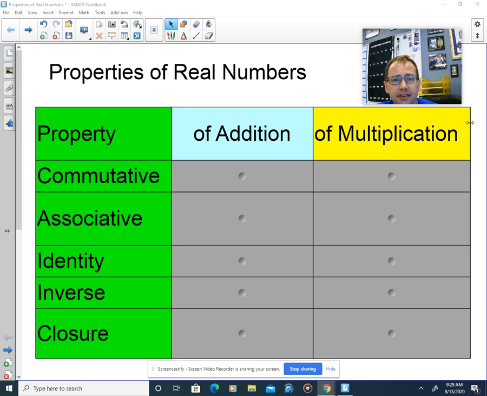Hello and welcome back. Today we're going to talk about properties of real numbers.